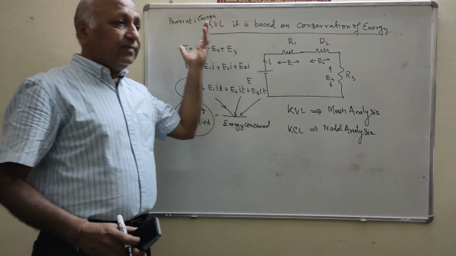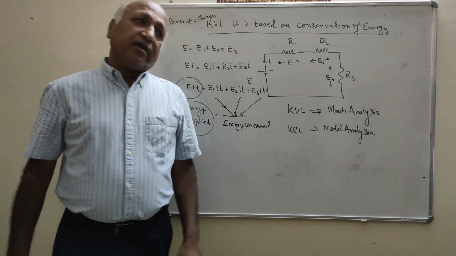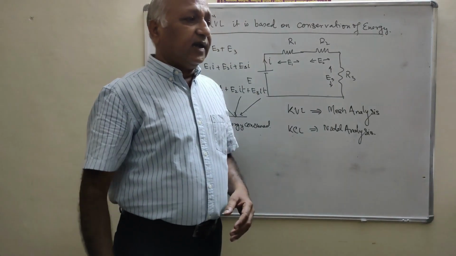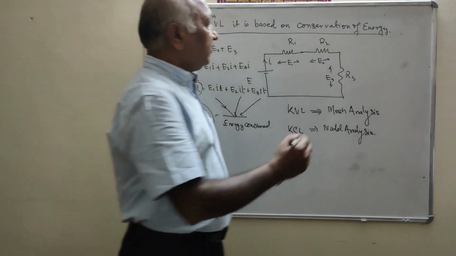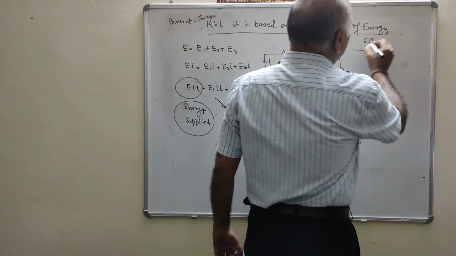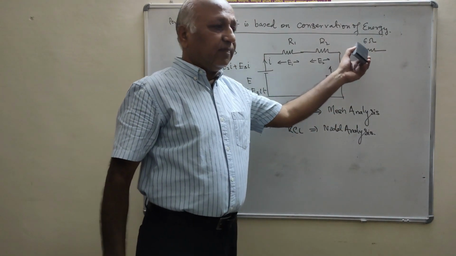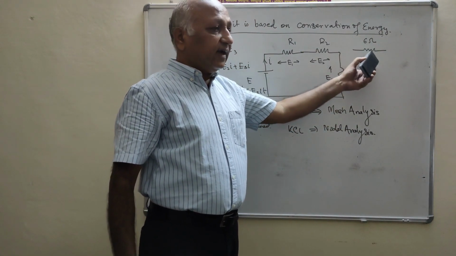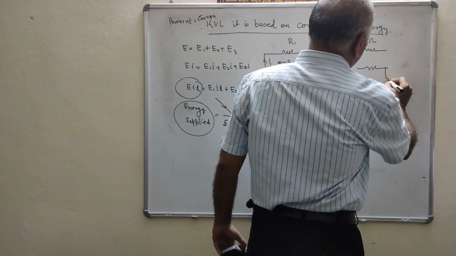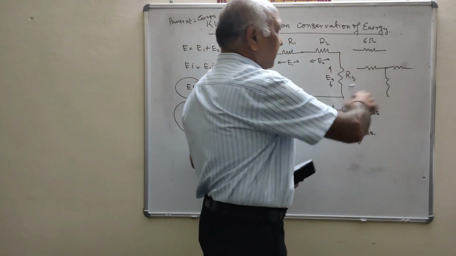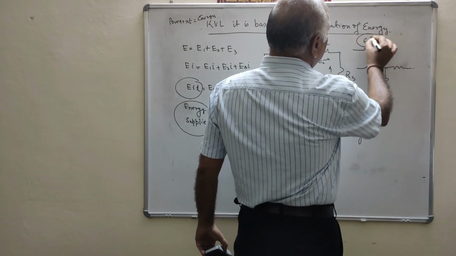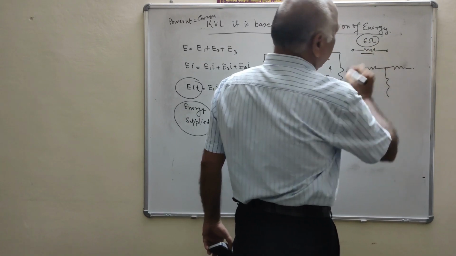Now, what are the limitations of the KCL and KVL? They are only valid for the lumped network. For example, this is a resistance. If we say this is 6 ohm, then it is called the lumped network. And the distributed network, which is used in the transmission line, will be like this. This is the distributed network.